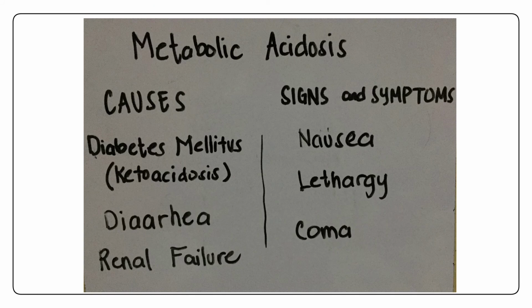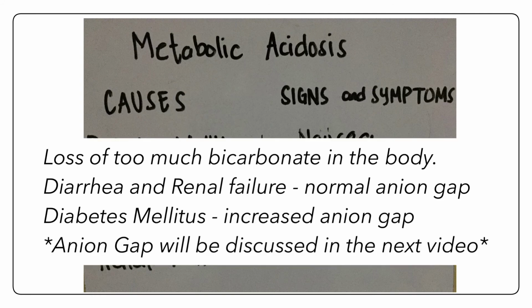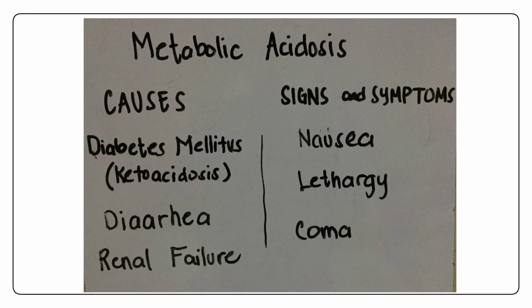Other causes of metabolic acidosis are diarrhea and renal failure. In these two, there is loss of too much sodium bicarbonate in the body, which leads to metabolic acidosis. It is different from diabetes mellitus because that adds fixed acids in the body that result in metabolic acidosis. Now the signs and symptoms the patients manifest are nausea, lethargy, and may lead into coma.